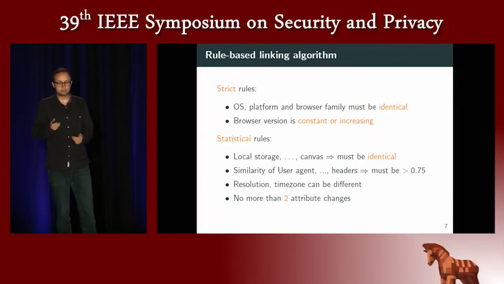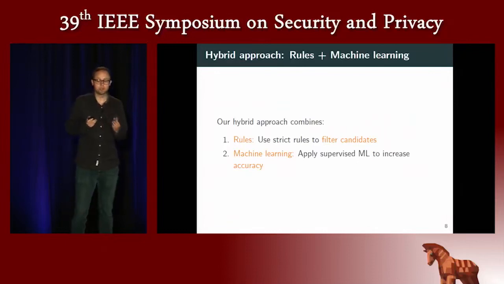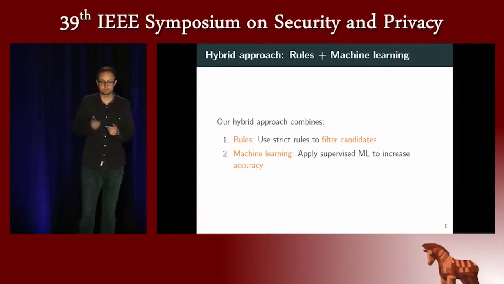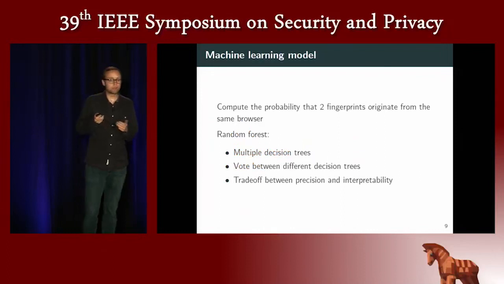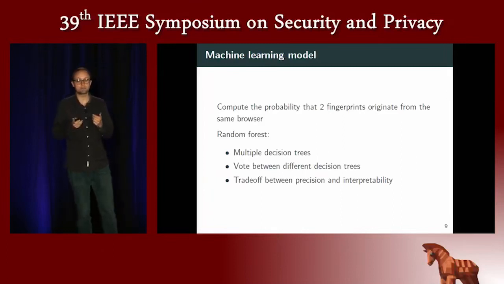We can do better. So we propose another approach, a hybrid approach that relies on strict rules first to filter the potential number of fingerprint candidates, and in a second time, we apply machine learning to obtain a better accuracy. So the goal of our machine learning model is, given two fingerprints, to compute a probability that these two fingerprints originate from the same browser.